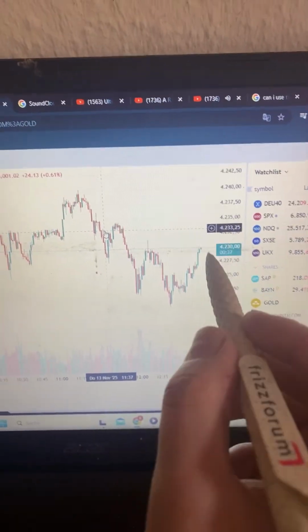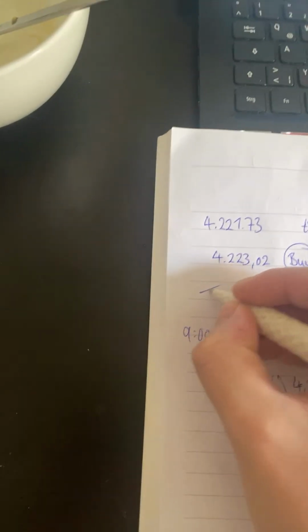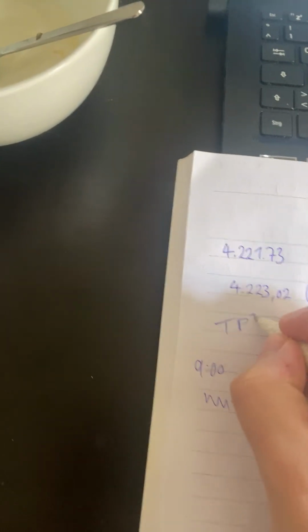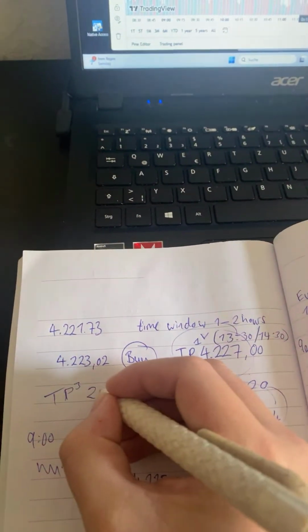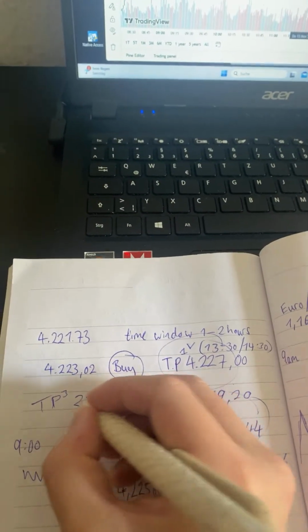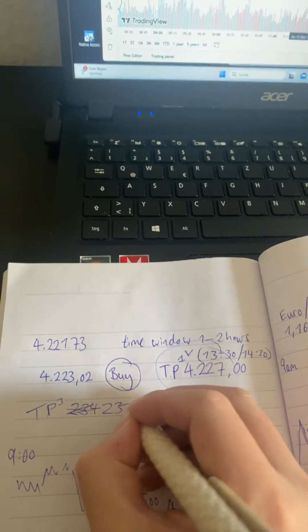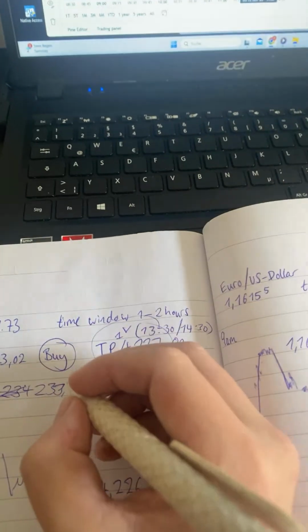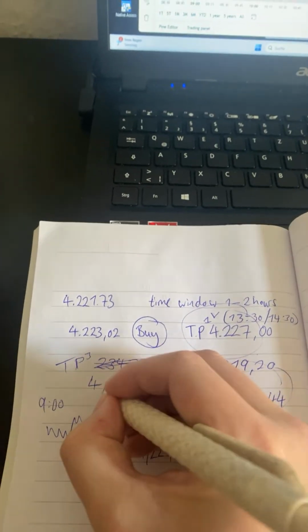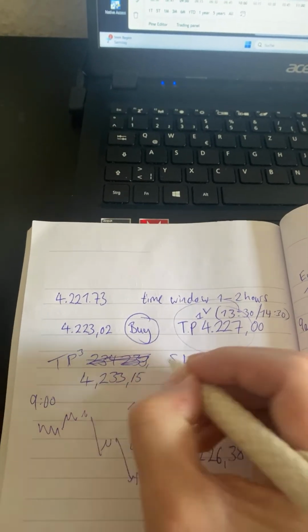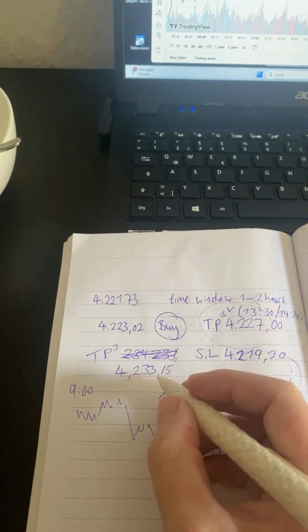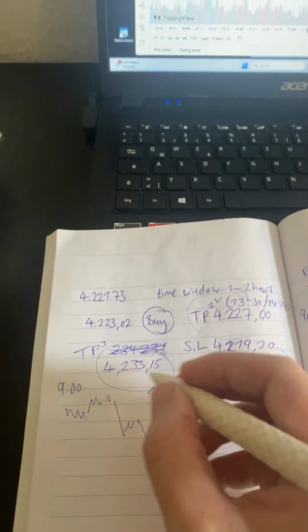So what we'll do is do a take profit 3 just to see how it would have gone. We'll do a take profit 3 at, let's do 233. So later on, when I'm back, we'll check if we can hit this.